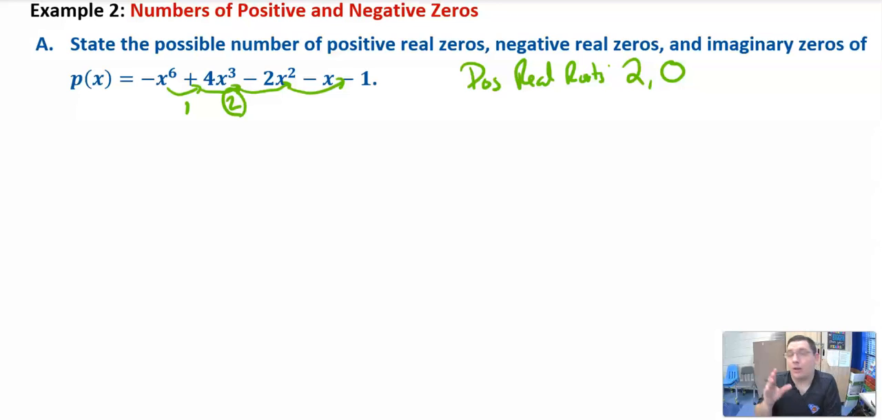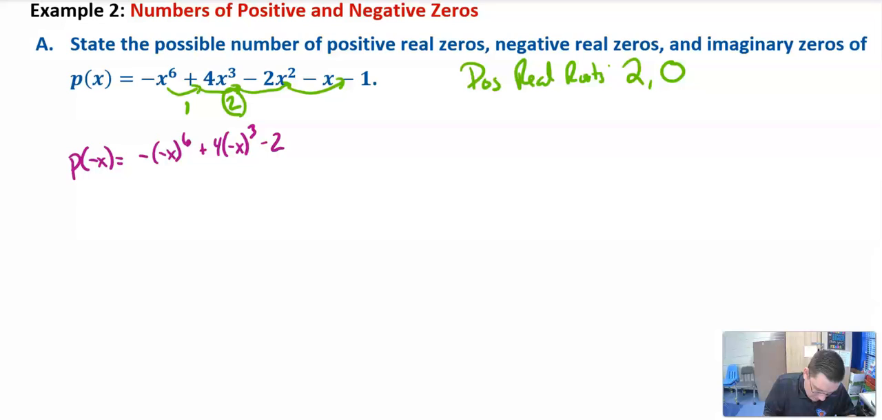Now we're going to look at it on the negative side. And so we're going to do p of negative x, which means I'm going to substitute in negative x, simplify any sign issues that I have, and then we'll look at counting what signs we have. And so I get the opposite of negative x to the 6th plus 4 times negative x to the 3rd minus 2 times negative x squared minus negative x minus 1. We've got some signs to clean up here. Negative x to the 6th, that's going to be positive x to the 6th, because 6 negatives multiplied together is positive. But it still has the negative out front, and so we will leave the negative that was there.